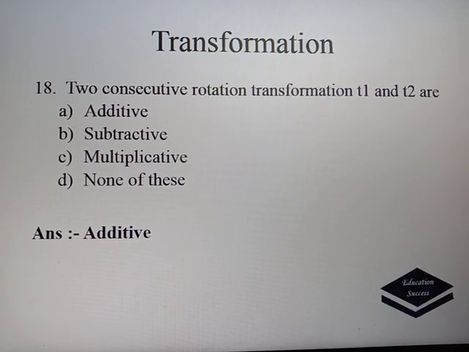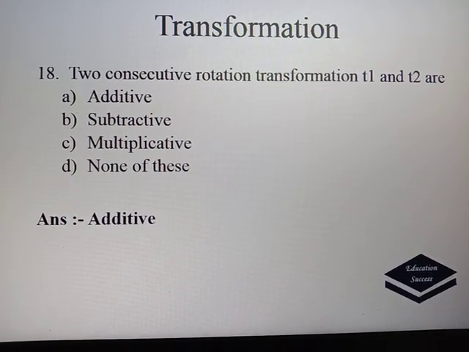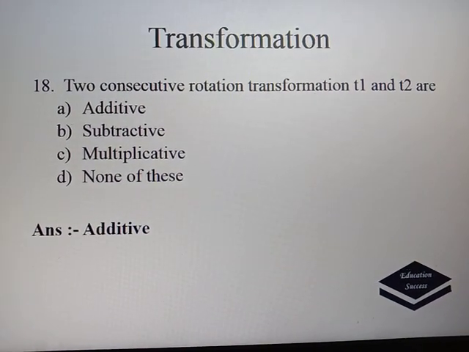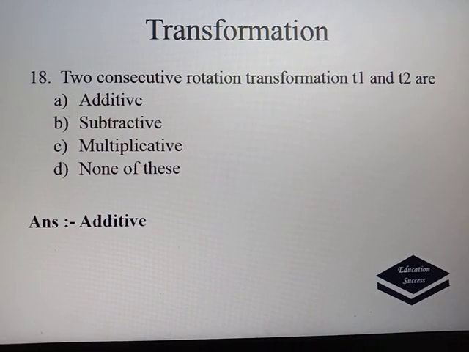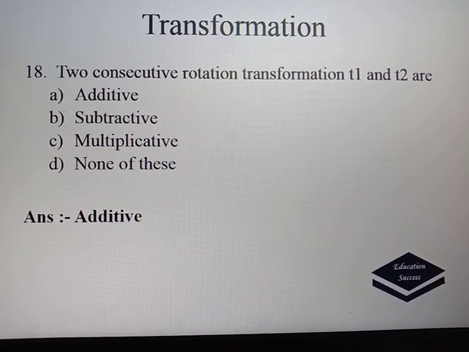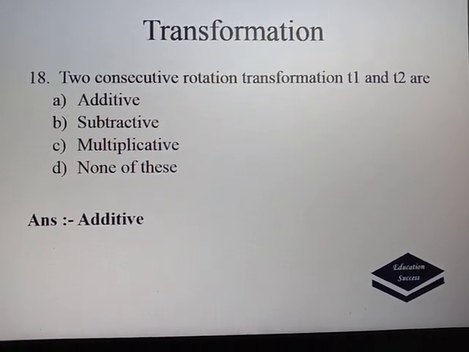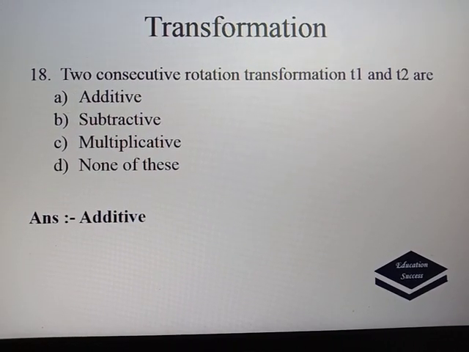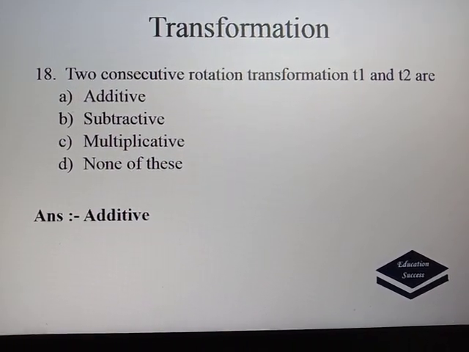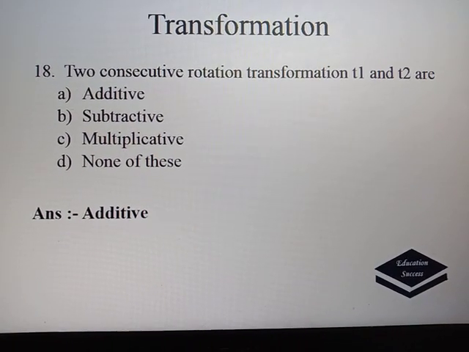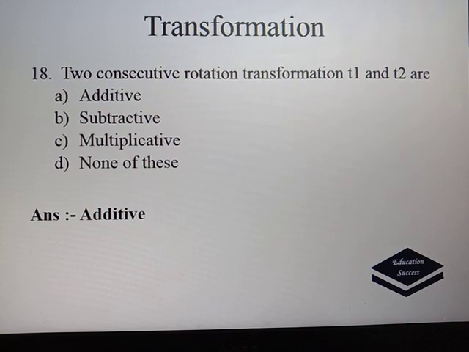Next question is, two consecutive rotation transformations T1 and T2 are additive, subtractive, multiplicative, and none of the above. Again it is the same type of question. If we are performing two rotations one by one, suppose in the first rotation we are rotating the object by 30 degrees, and in the next rotation we are rotating the object by 40 degrees, finally the object is rotated by 70 degrees, meaning 30 plus 40, that is 70, and that's why it is an additive factor. So the correct answer is additive.